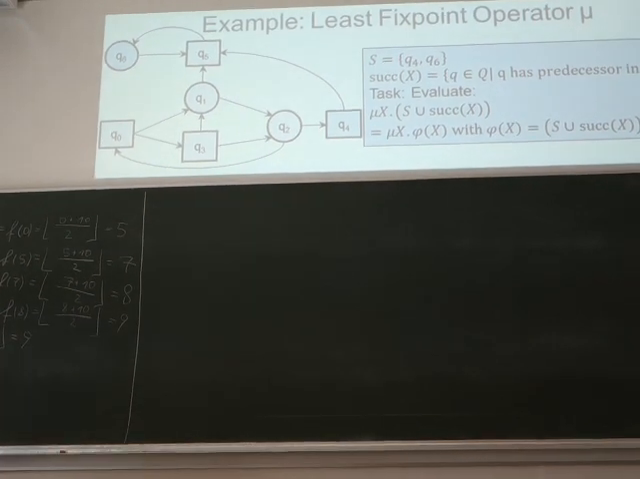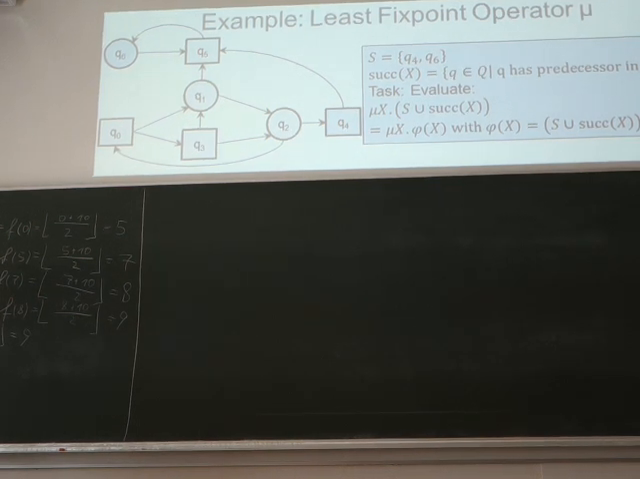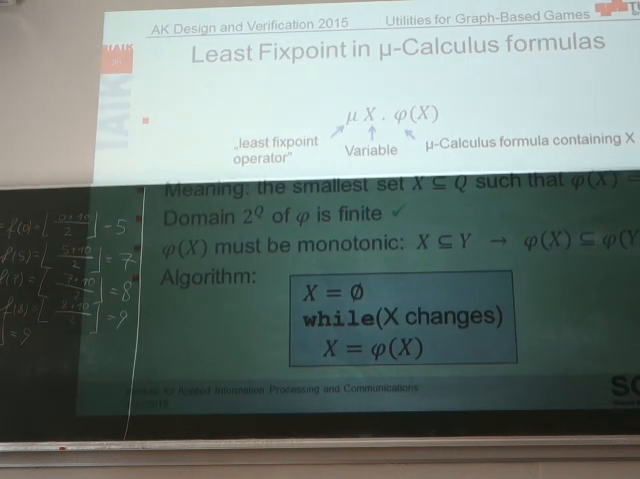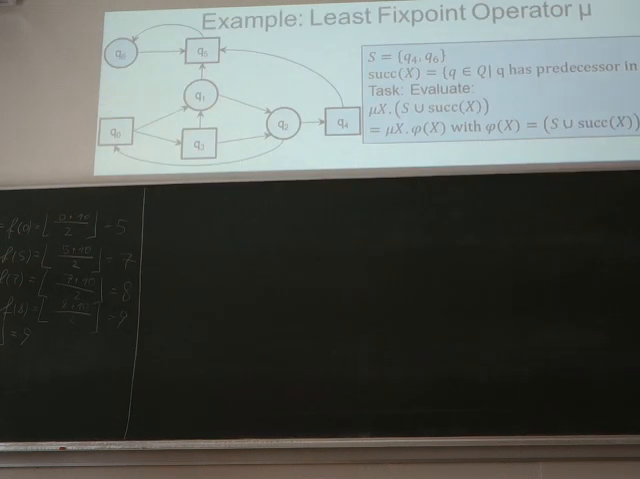So our task is as follows. We are given this game graph, and what we would like to do is evaluate this mu calculus formula here. The meaning of this mu calculus formula is always just a certain set of states, and we would like to compute this set of states that is described by this formula. This formula contains a least fixed point operator, so we will use our algorithm from before to compute the meaning of this least fixed point operator.